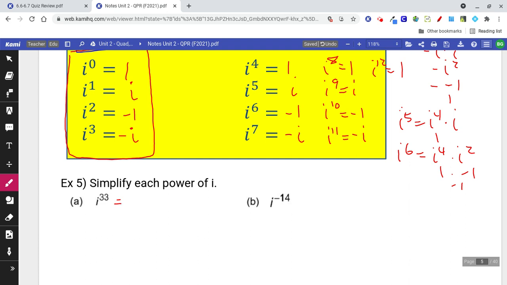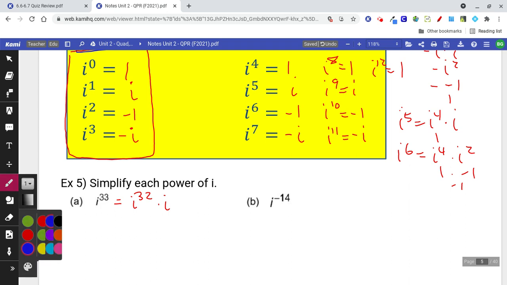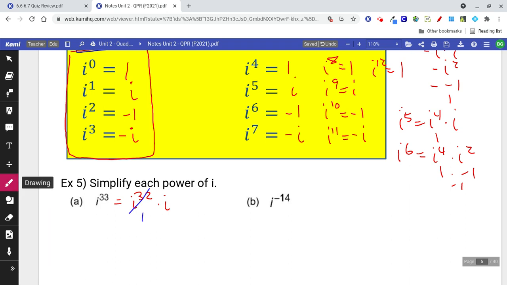So what you can do is call i^33 i^32 times i to the first. And i^32, because of this pattern, is going to equal 1. Every single multiple of 4 is going to equal 1. So we have 1 times i, which is i. There are a lot of different ways you can split it up, but I think that is the easiest that you can do. Now, i^-14, I think negative exponents are a little bit hard.